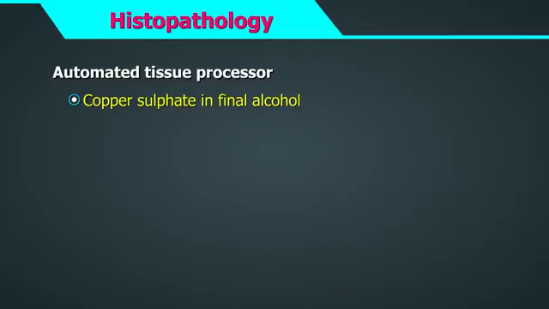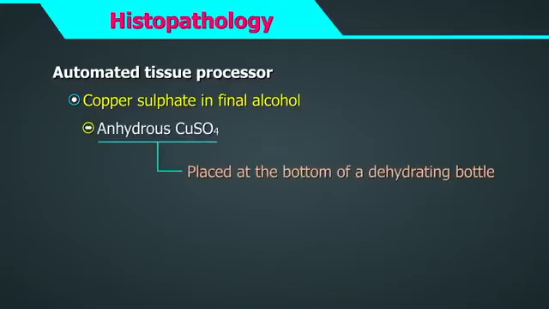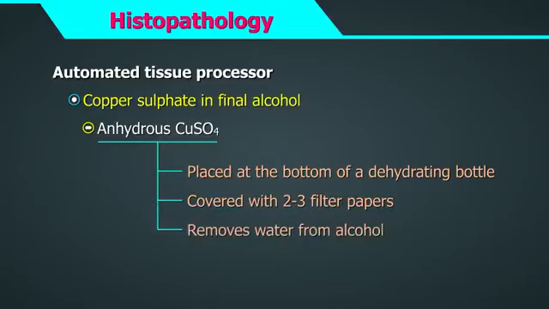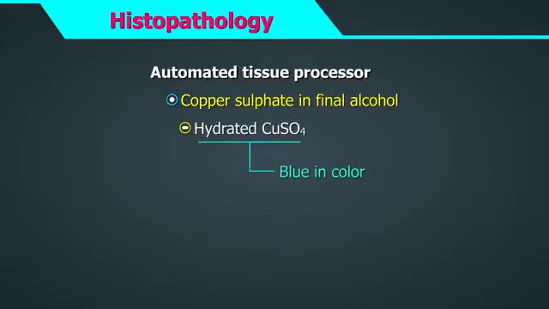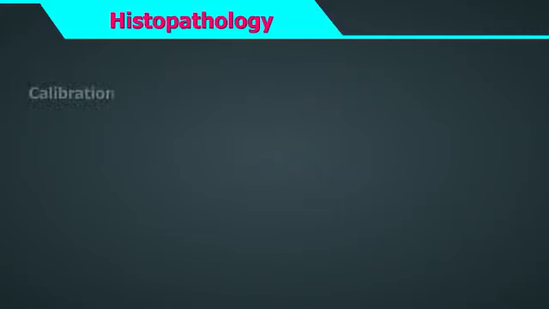Use of copper sulfate in final alcohol. A layer of anhydrous copper sulfate is placed at the bottom of a dehydrating bottle or beaker and is covered with 2 to 3 filter papers of approximate size to prevent staining of the tissue. Anhydrous copper sulfate removes water from alcohol. It is white in color while the hydrated form is blue. Therefore, it acts as an indicator for the presence of water.